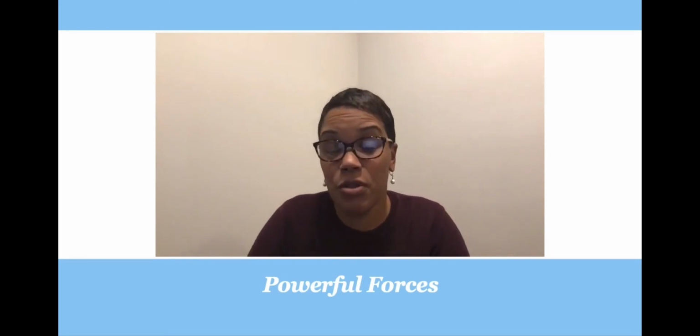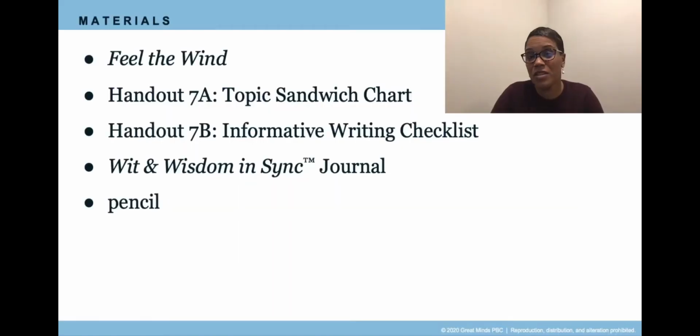But before we do, let's make sure you have your materials ready. For this lesson, you will need your copy of the text, Feel the Wind, if you have one. You'll need handout 7A, which is the topic sandwich chart, handout 7B, the informative writing checklist, your Wit and Wisdom in Sync journal, and a pencil. We'll also go over assessment 6A, but I'll show that to you on the screen. Pause the video now if you need to gather your materials.